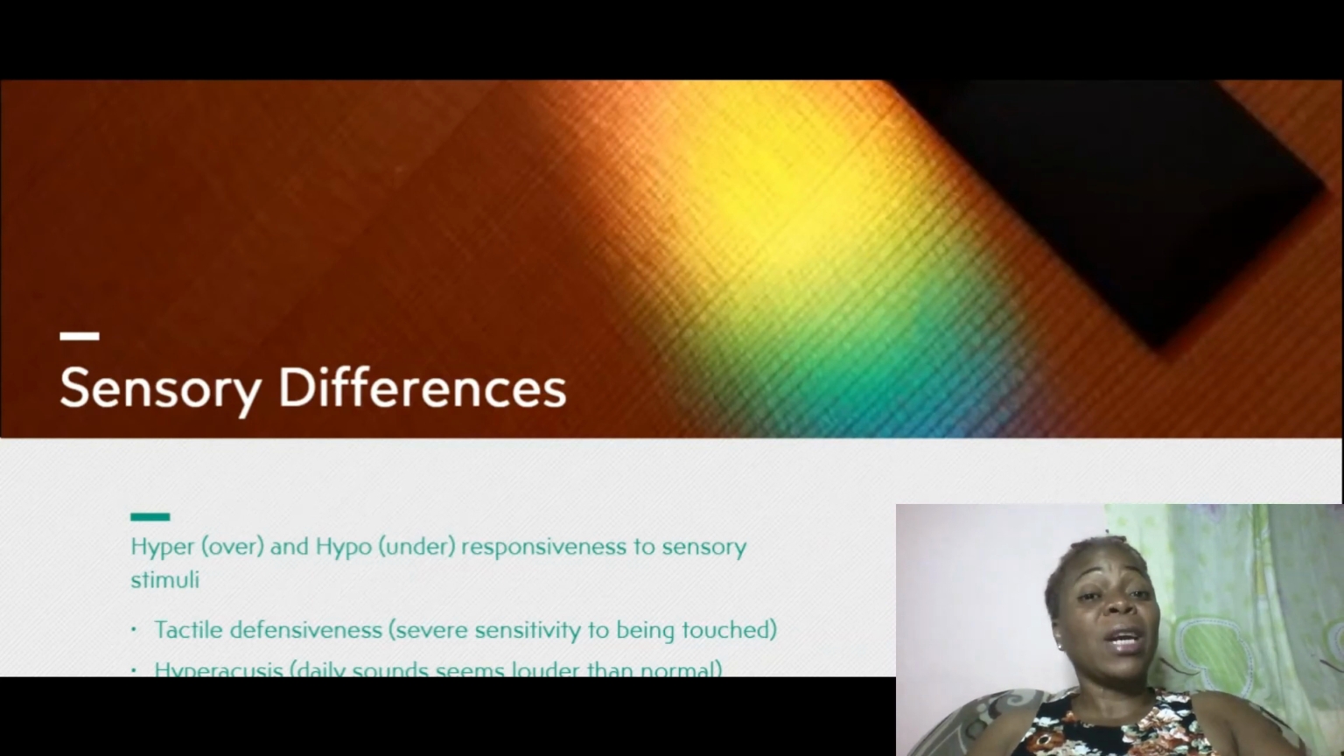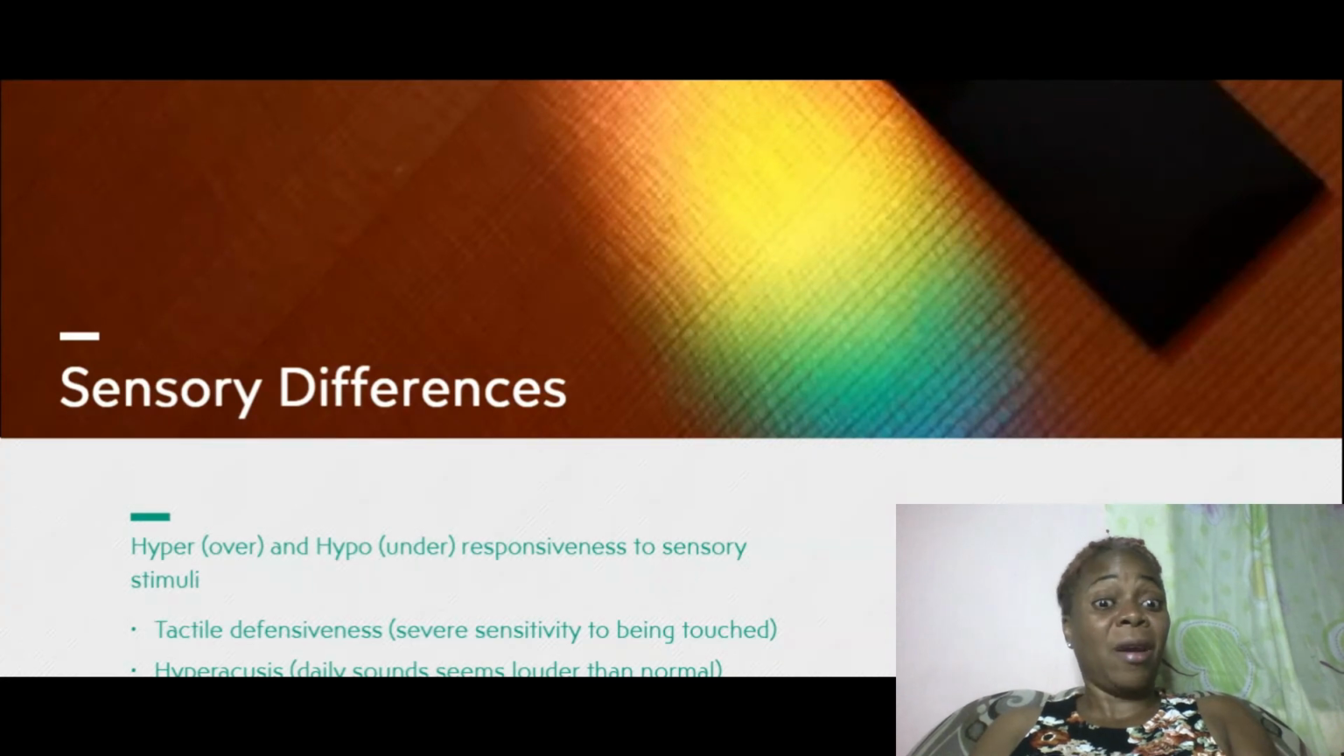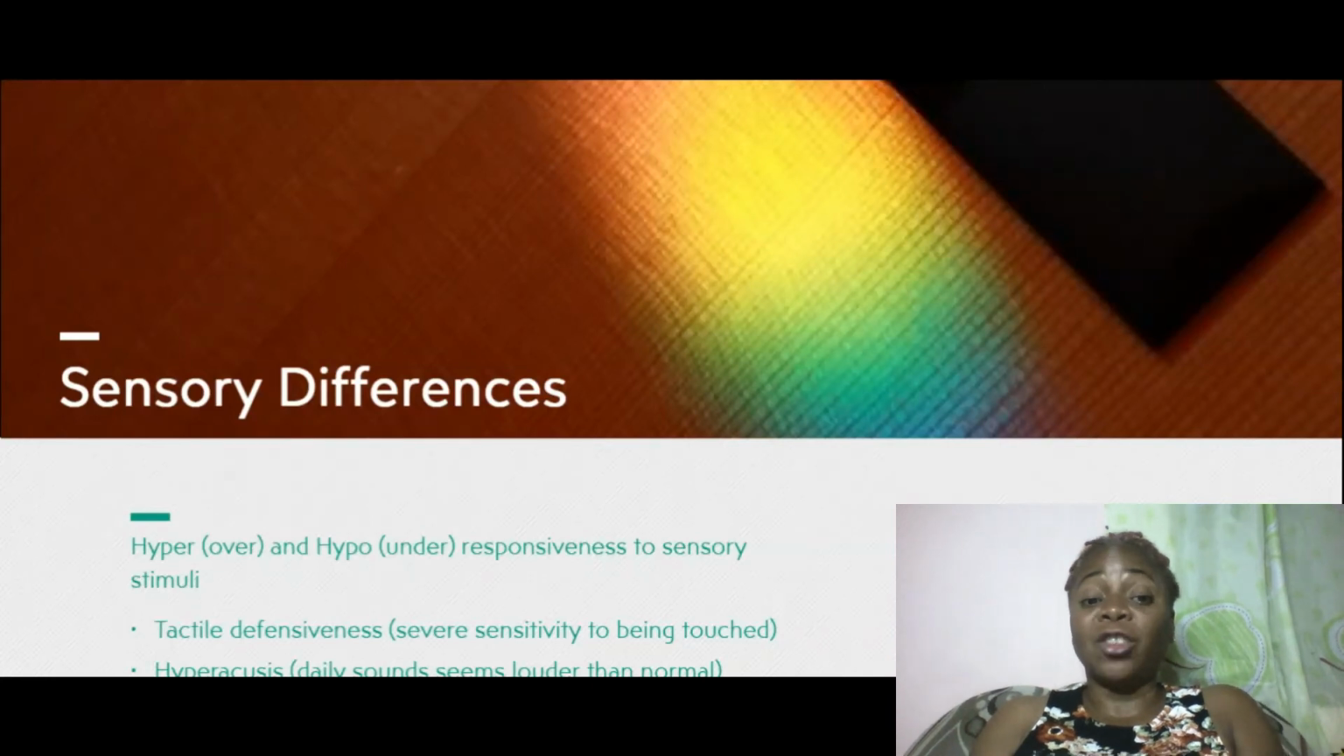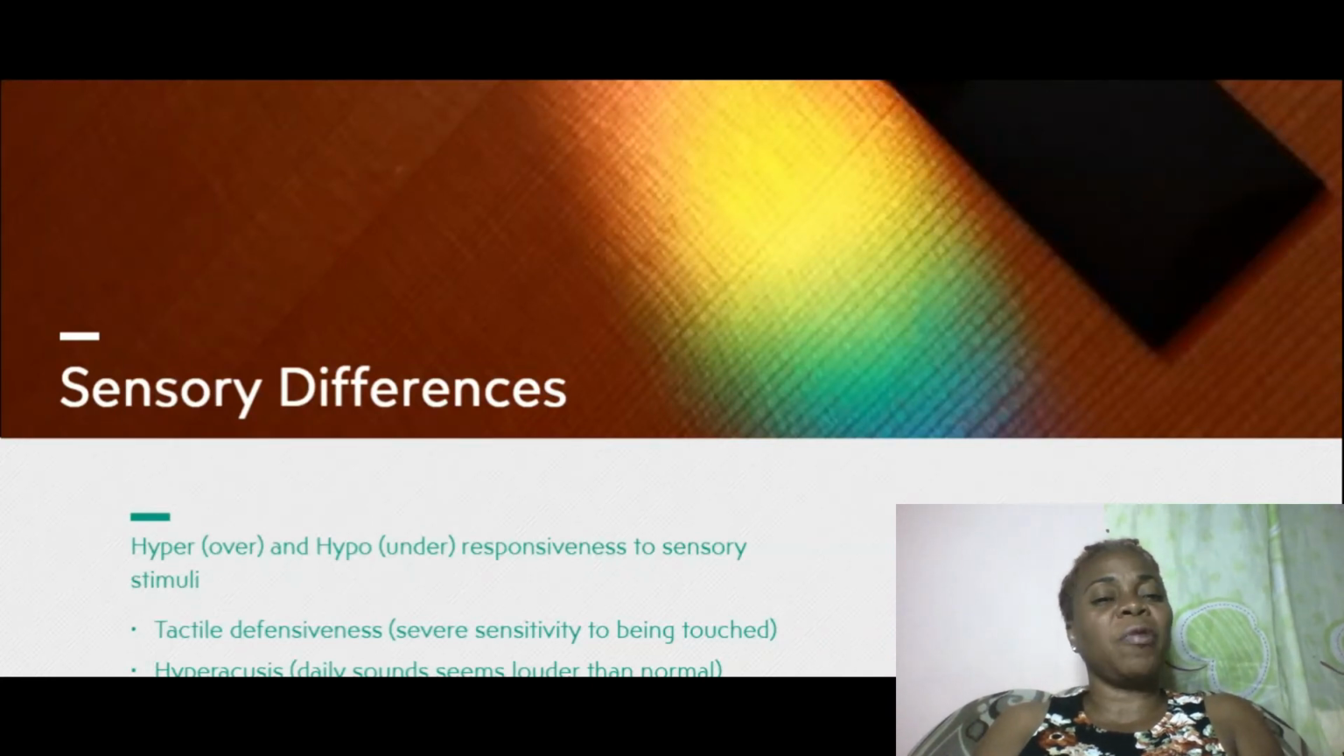So if the caregiver tries to touch them or hug them, they are very defensive. They do not want to be touched. They do not want to be touched at all. And so sometimes this can be difficult for a parent or a guardian, because they may want to show the child some sort of care by hugging and touching, and it is aversive for the child. They do not want to be touched.